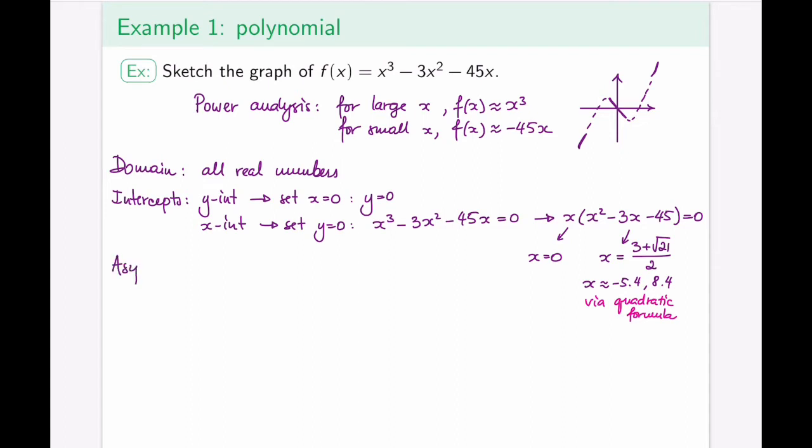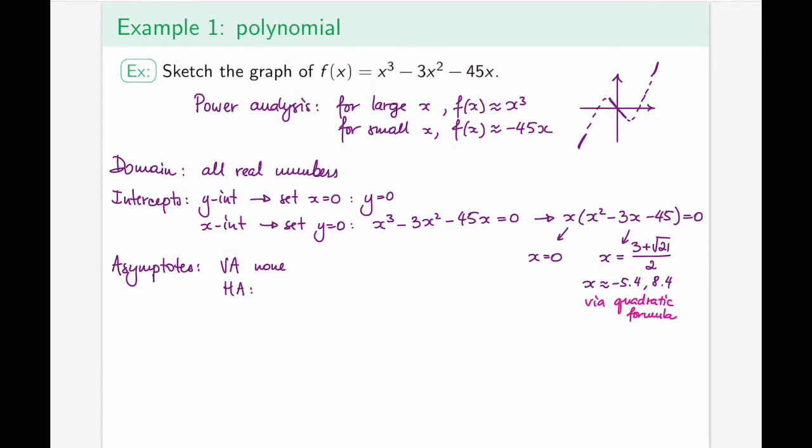Next up were the asymptotes. So we have to think about the vertical asymptotes, where the denominator of a rational function is 0. There is none. There's no denominator, so no vertical asymptote. I guess I can denote that vertical asymptote is none.